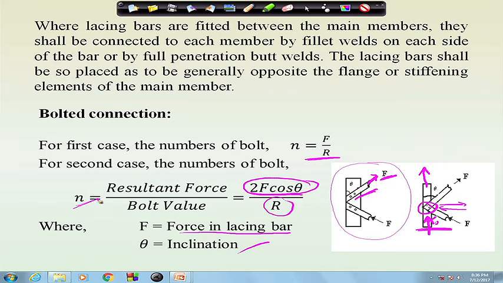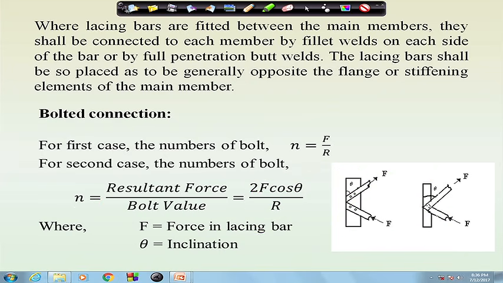So, if we find out the force in lacing bar, then we can find out the number of bolts required to connect the lacing bar with the main plate, and this depends on what type of connection we are going to consider, whether it is separately connecting or it is overlapped. Two lacings are overlapped and acting as a double shear. So, here you can see that the bolt value of this case and the bolt value of this case will be different, because here the bolt value will be under single shear and here it will be under double shear. So, accordingly the bolt value has to be calculated.